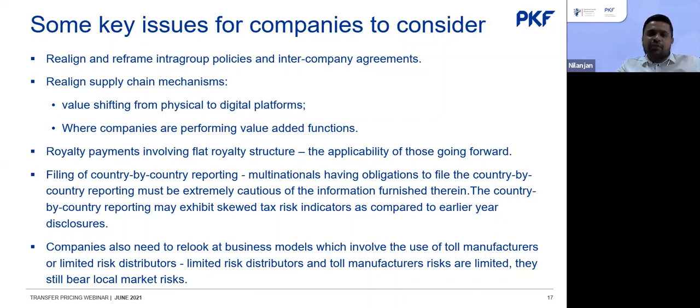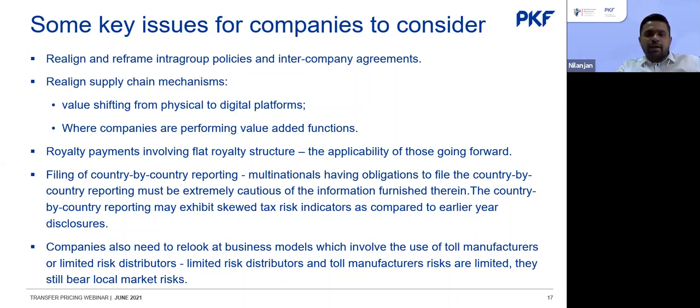Also, there are cases where some entity in your group is performing a value-added function. So accordingly, that entity which previously was not doing a value-added function, we need to remunerate as per the function and risk profile of the company. Also, we need to look at royalty payments. In the past, it was quite common to have a flat royalty structure. What do we mean by a flat royalty structure? It means just a flat royalty of 2% or 3%, but that's not going to work anymore. The applicability of those might be questioned.